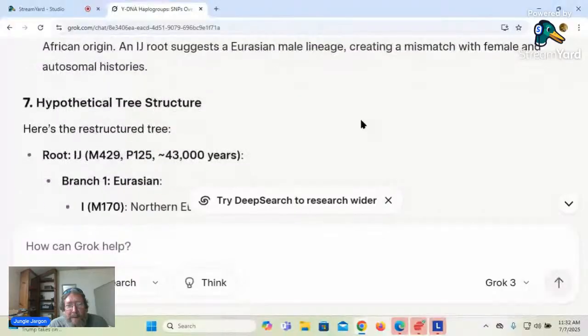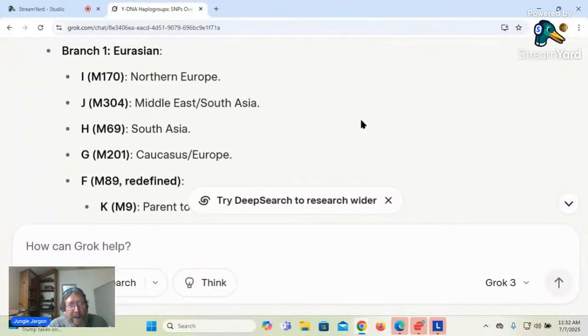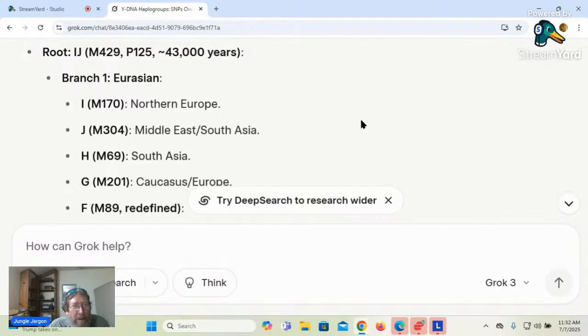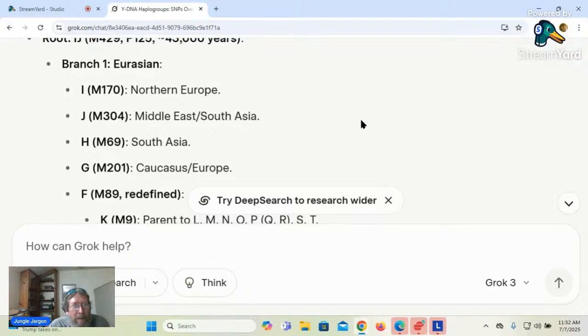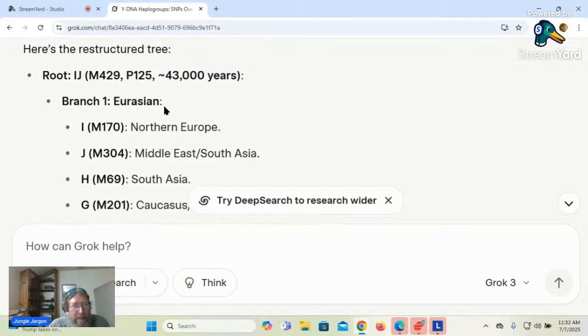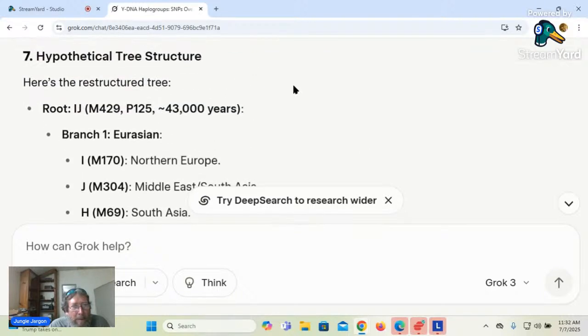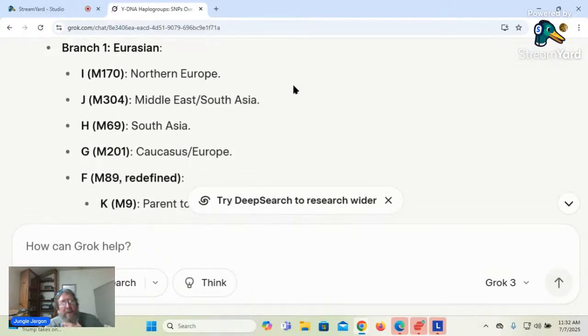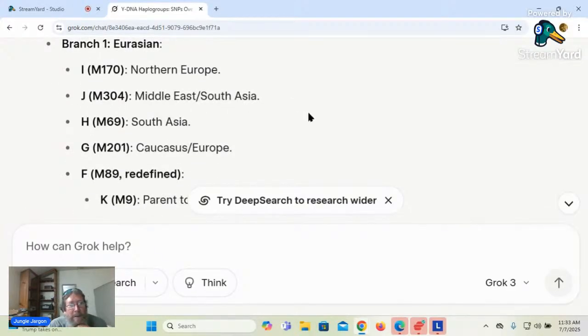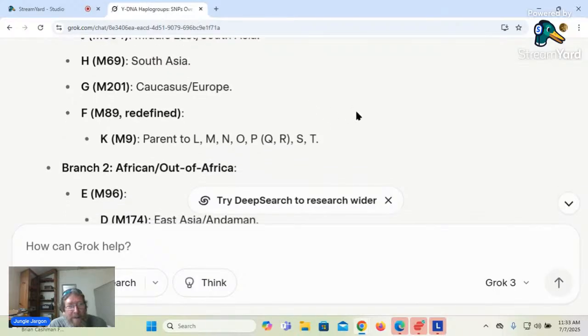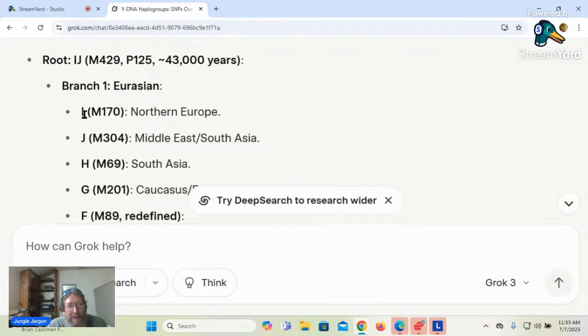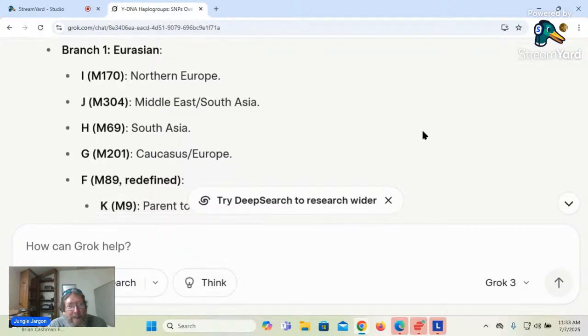Explain everything. It can't think for itself. It gives you the information, but it can't think for itself. Here's Eurasian. It's not Eurasian branch. I don't know why it has Eurasian. It's not Eurasian. Hypothetical tree. I, J. Why's it got I before J? Doesn't even make sense. IJ is the original lineage. I branches off from J. You got to explain every little detail sometimes.